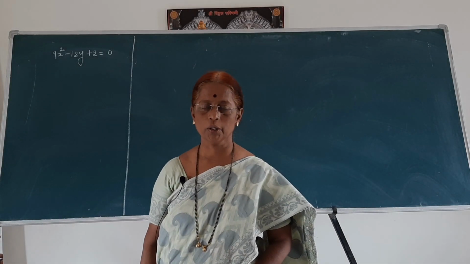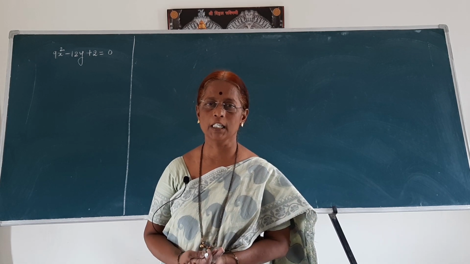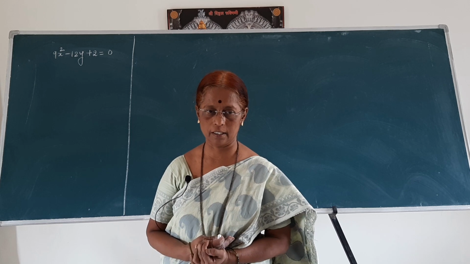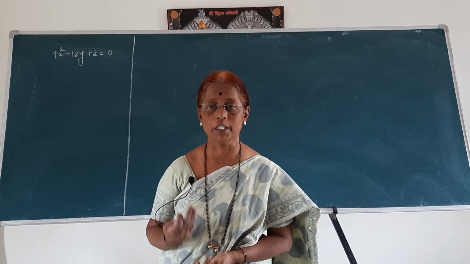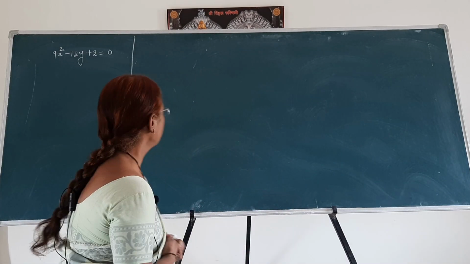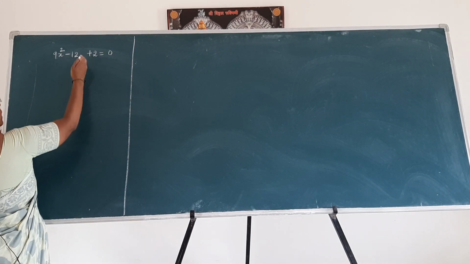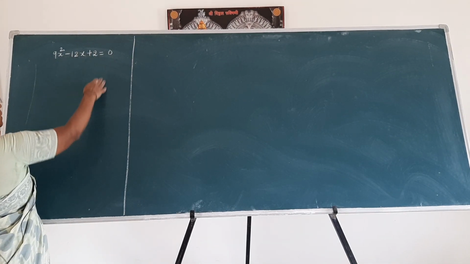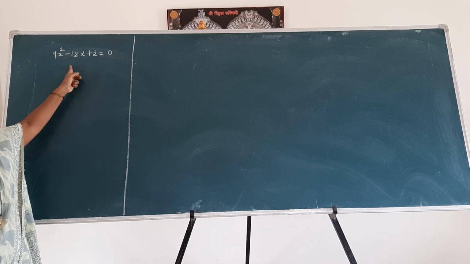Children, today we are going to study quadratic equations. There are a number of ways to solve a quadratic equation, but before that you should understand which equation is said to be a quadratic equation. Now see on the board what I have written: 9x square minus 12x plus 2 is equal to 0. This is the quadratic equation.